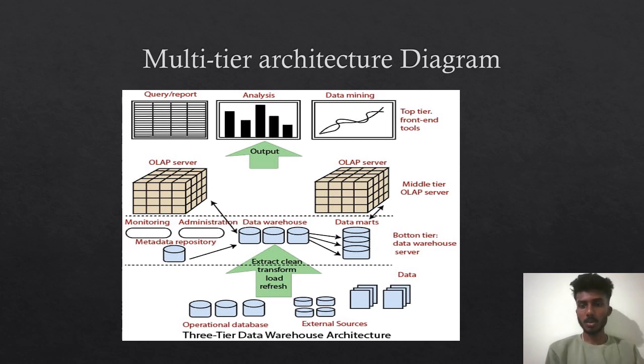So let's go to the bottom tier. Usually the bottom tier consists of monitoring, administration, data warehouses, and data marts. All the data is moved to the OLAP servers, and it also contains the metadata repository and data warehousing. The bottom tier is also called the data warehouse server. Usually the last is the data sources, consisting of operational databases and external sources. The data is transformed and moved to the bottom tier. So the bottom tier gets all the information from the operational data and from the external sources.